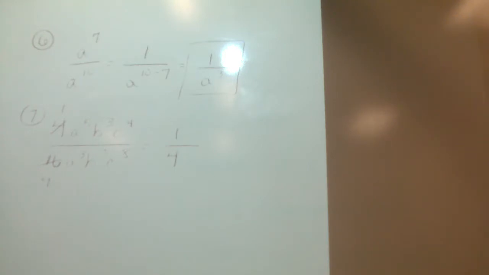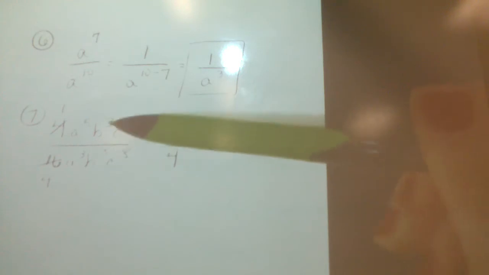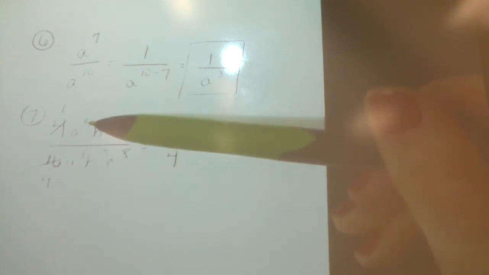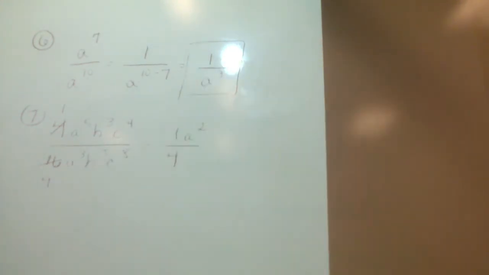All right, now let's take a look at the a's. I've got a to the 5th divided by a cubed. I'm going to subtract those exponents, 5 minus 3. Well, really, the first question you should be asking yourself is, where's the larger exponent? It's up top, so that's where that a is going to stay. 5 minus 3 is 2.